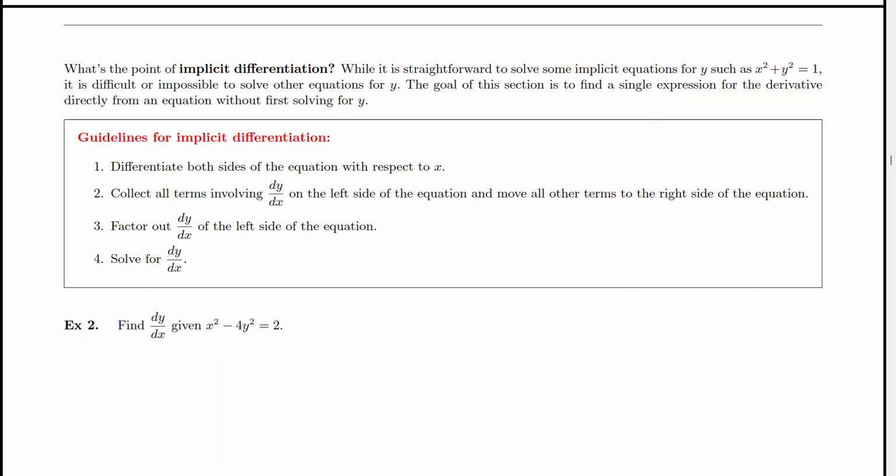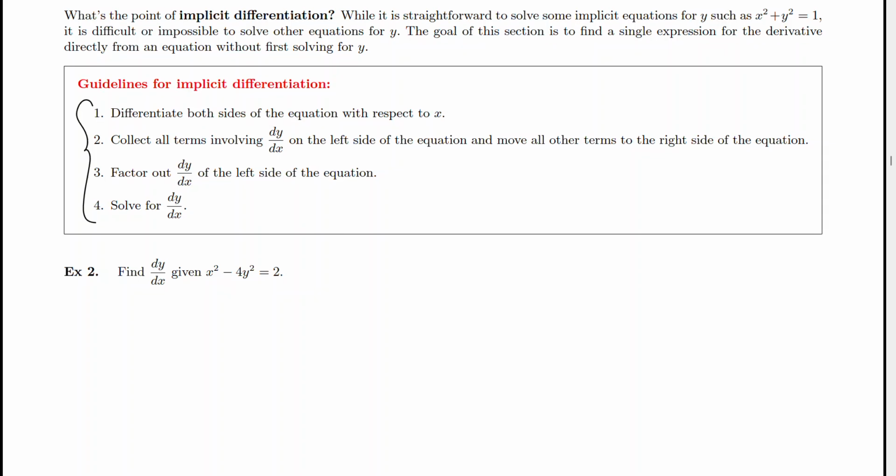And the answer is we will need to use implicit differentiation, and there are some steps that we described in this little box. I recommend that you try to memorize them or at least write them down on a piece of paper or just watch the next parts of this video to see how we do this process.